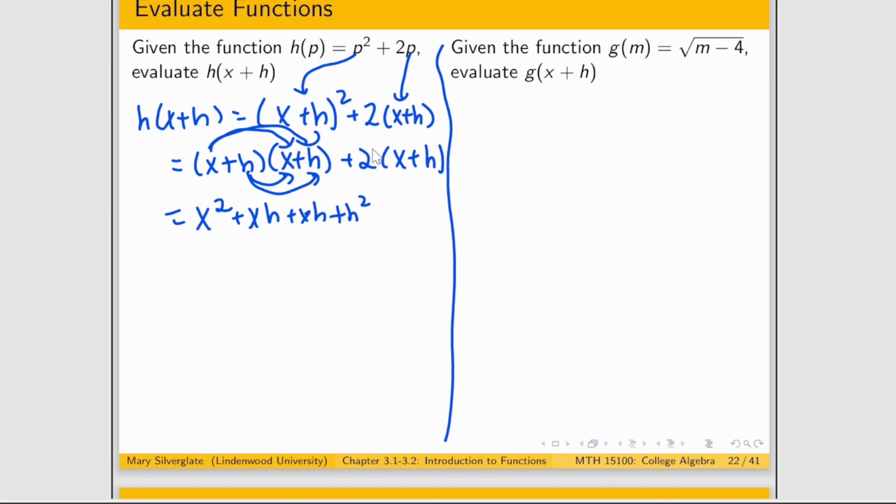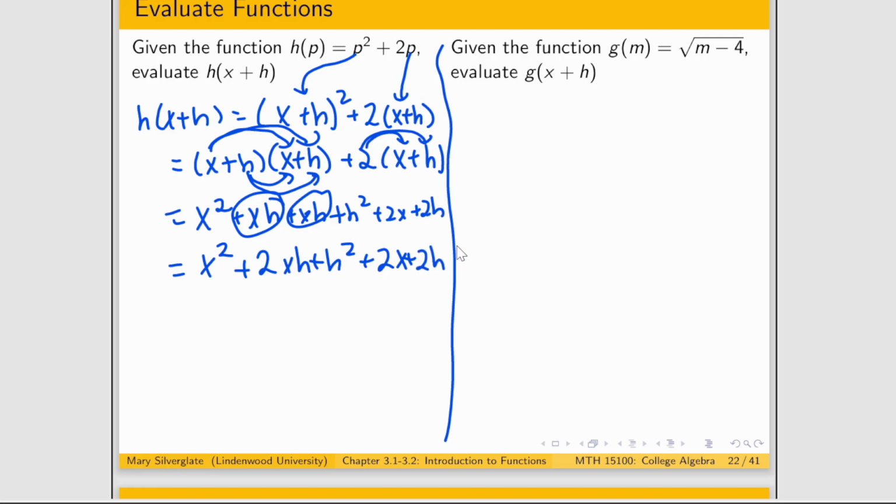Then I'm going to keep on going with this distribution. So 2 times x gets me 2x. 2 times h gets me 2h. Then I might want to ask myself, are there any like terms? Well, I see an xh and an xh. I can combine those. So that's x squared plus 2xh plus h squared plus 2x plus 2h. And then I would personally call it done. So make sure you check with your professor which format they prefer, because that just might depend person to person.